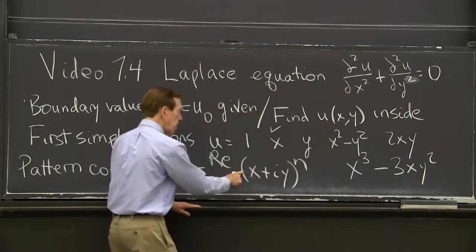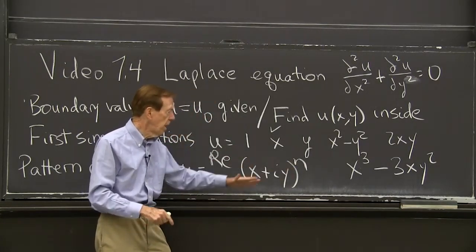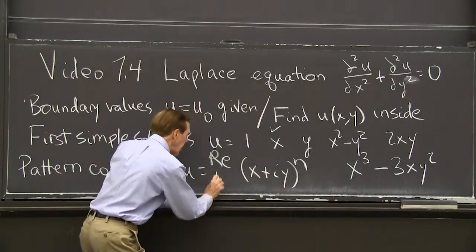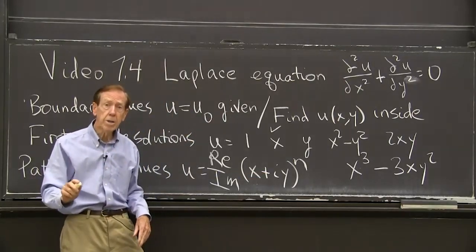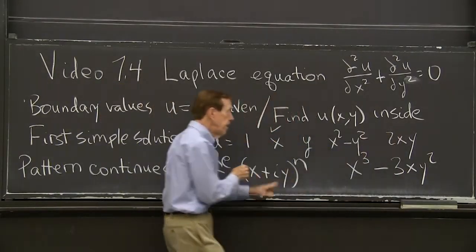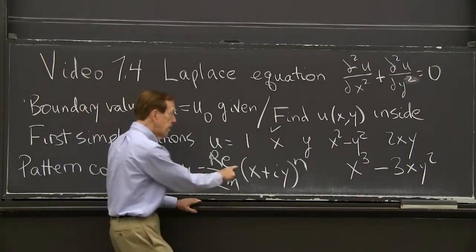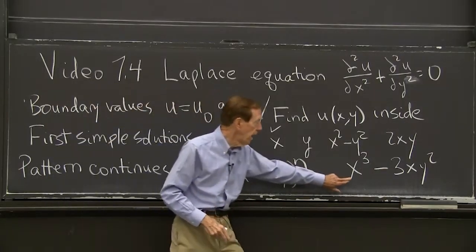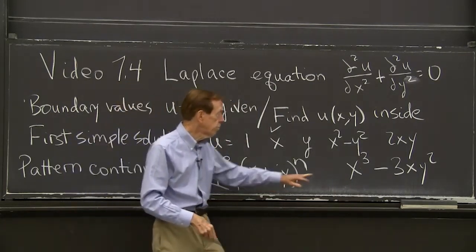Look, the real part of x plus iy squared, when n is 2, the real part is x squared minus y squared. And the imaginary part is 2ixy. So the imaginary part that multiplies i is the 2xy. This is our pattern when n is 2. And when n is 3, I take x plus iy cubed. And that begins with x cubed, like that. And then I think that the other real part would be minus 3xy squared.